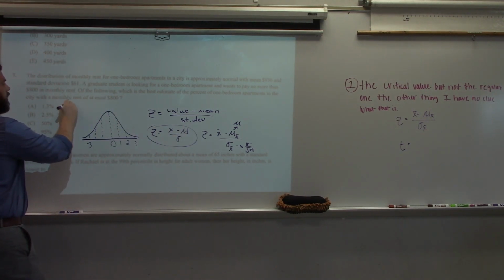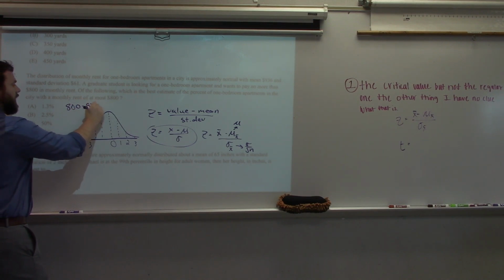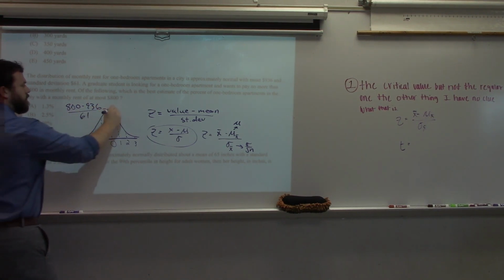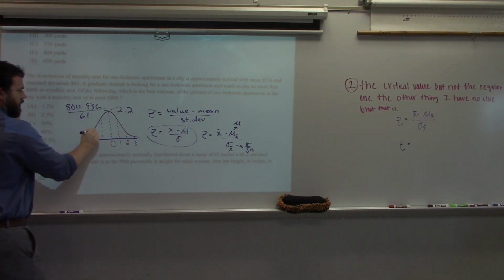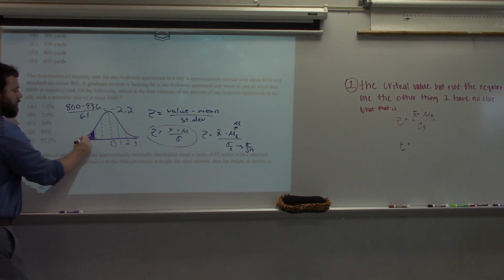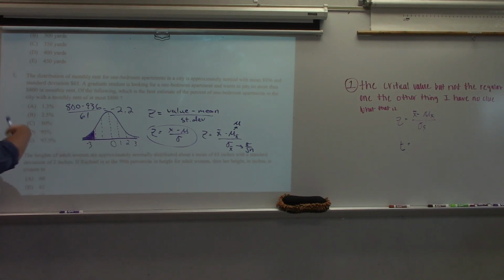So, I assume some of us did that calculation. What did we get? Just about 2.2. Negative 2.2? Yeah. So negative 2.2 is roughly here. Which direction should I shade? Left? And so what do we do once we have our normal distribution? We have our z-score. Use the calculator.